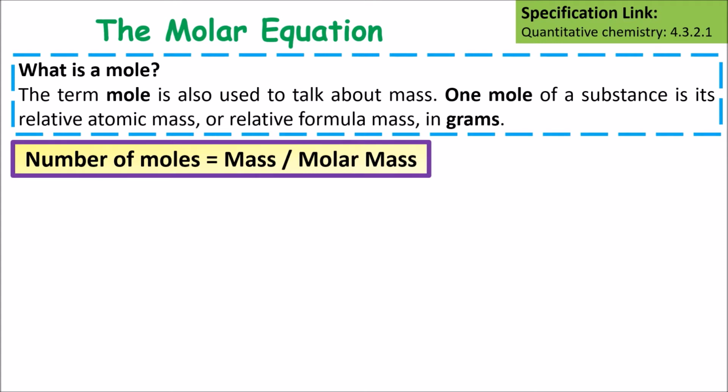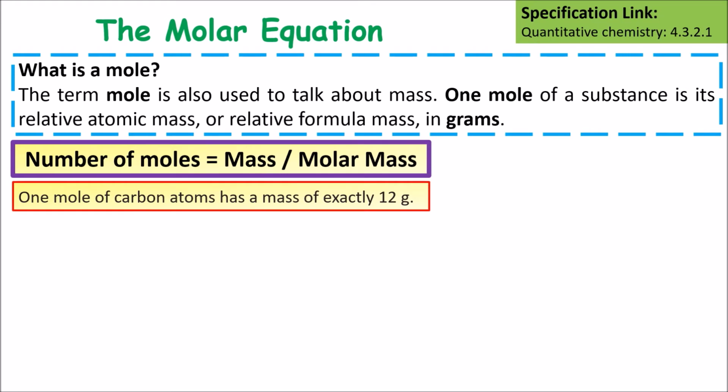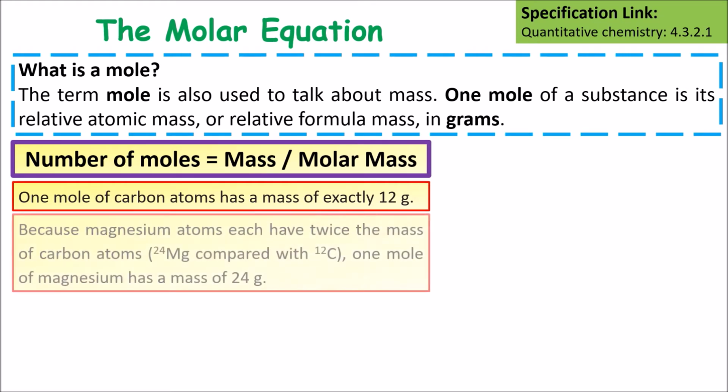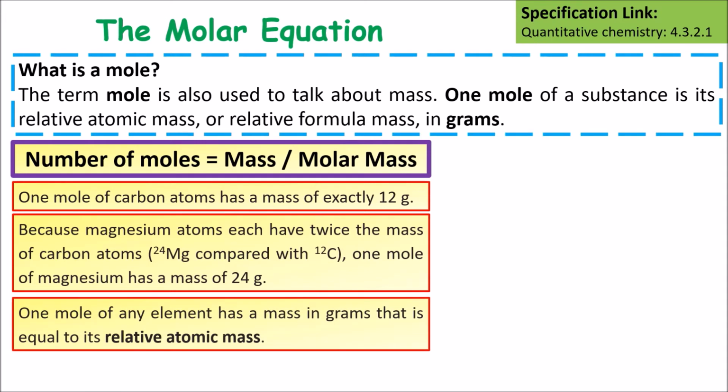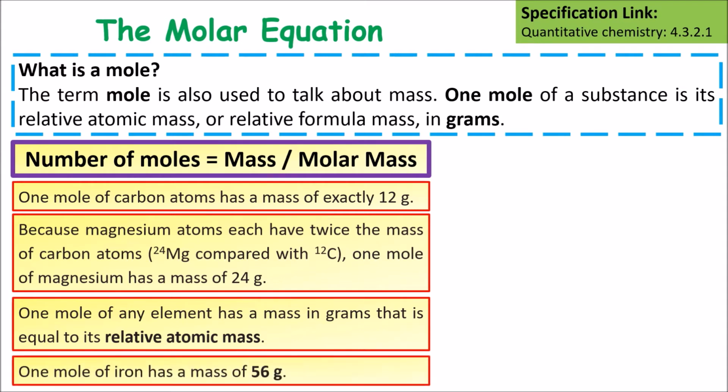So the term mole is also used to talk about mass. 1 mole of a substance is its relative molecular or formula mass in grams. So 1 mole of carbon has a mass of exactly 12 grams. Because magnesium atoms each have twice the mass of carbon atoms, 1 mole of magnesium has a mass of 24 grams. And 1 mole of any element has a mass in grams equal to its relative atomic mass.